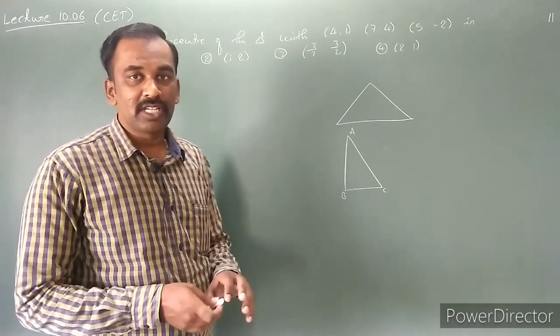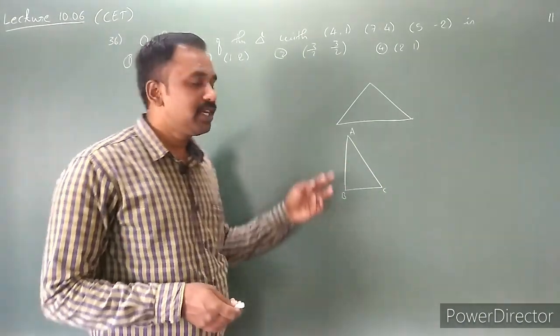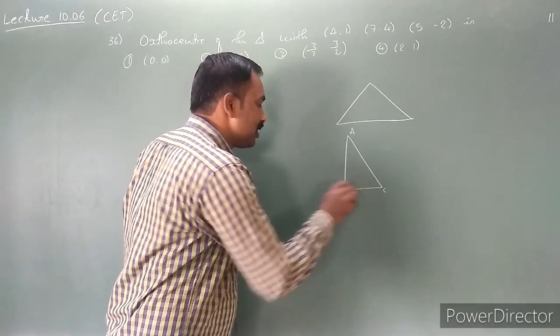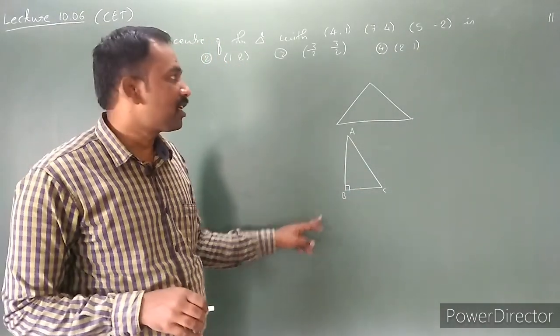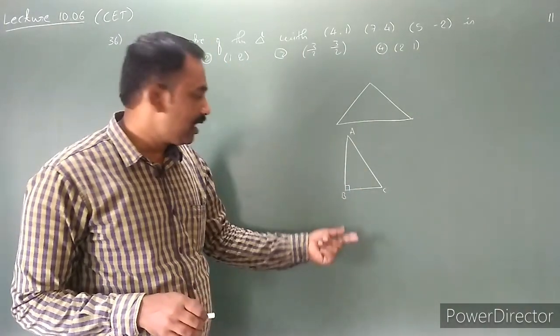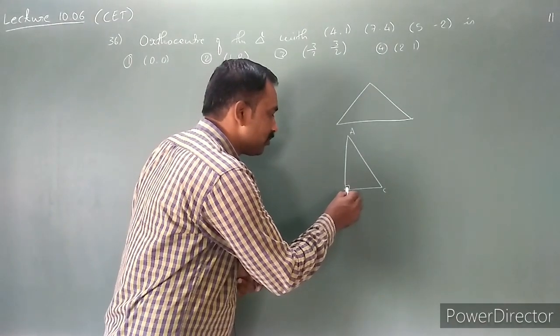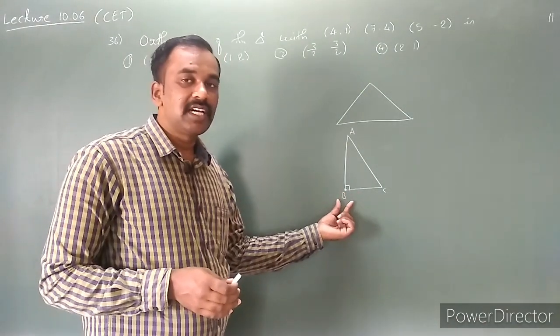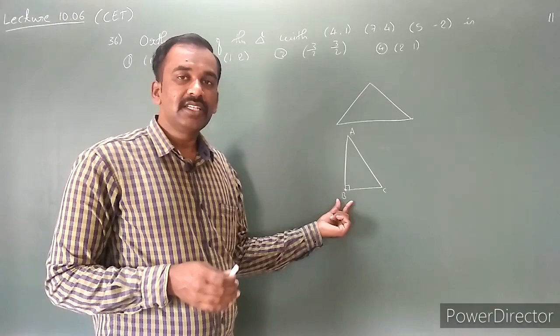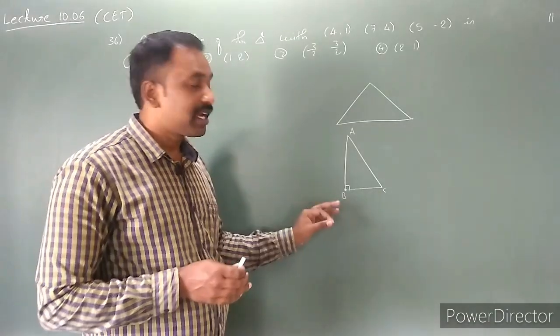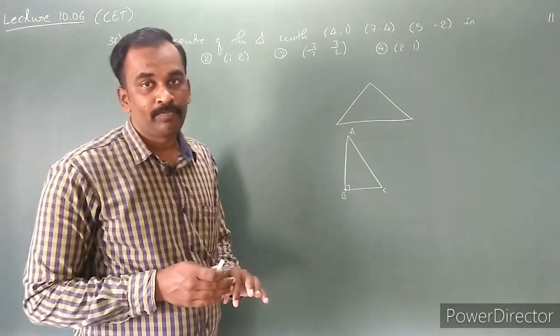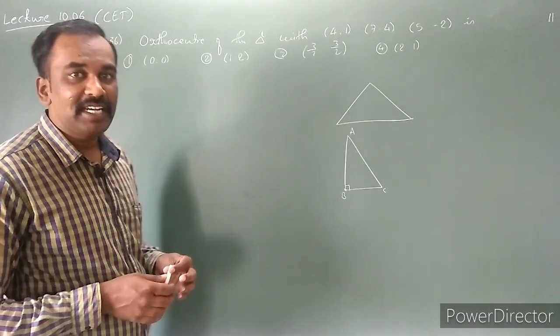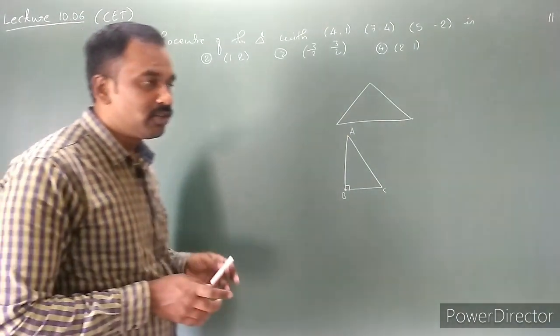To find the orthocenter, there is a particular condition. Whenever a right angle triangle is there, in that right angle triangle the orthocenter, the point of concurrence of the altitudes, is nothing but the vertex where the angle is 90 degrees. Suppose it is not a right angle triangle, in such a case, how do you find that?